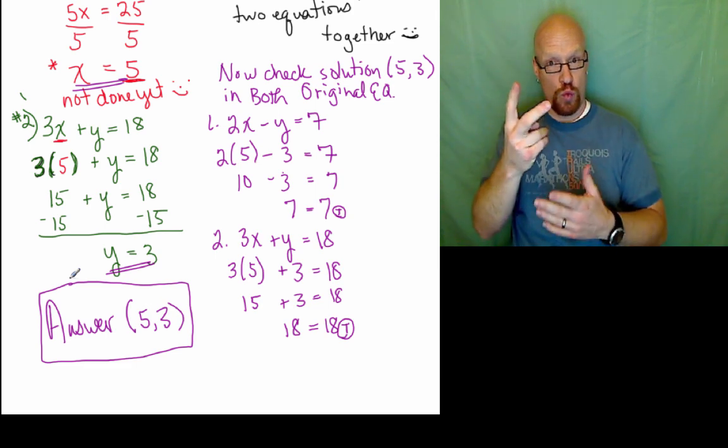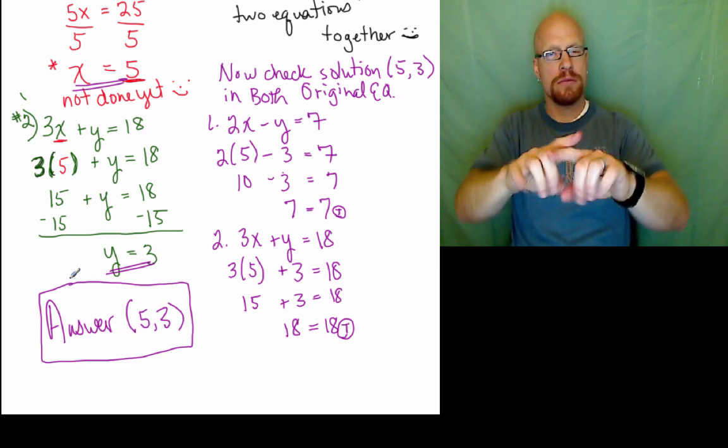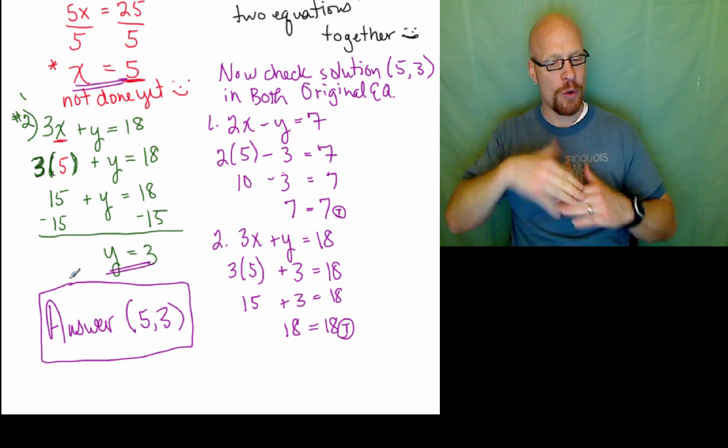So at this point, if we were to graph the two lines on a graph, it would cross at this point, 5, comma 3.